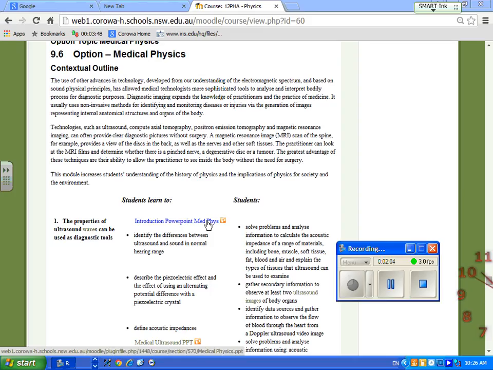So I'm going to do a little glossary for some particular terms. The reason I'm doing the glossary now, guys, is these terms are applied throughout this particular topic. They occur over and over. So the first one is diagnostic. Diagnostic means identifying and monitoring diseases or injuries.